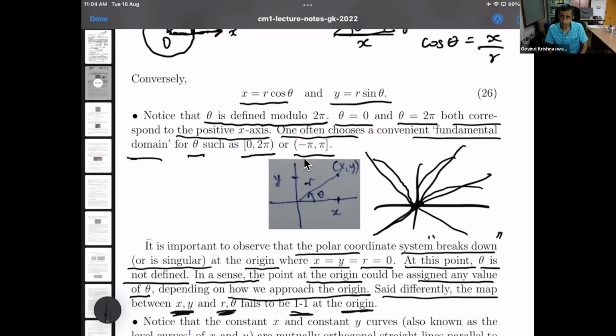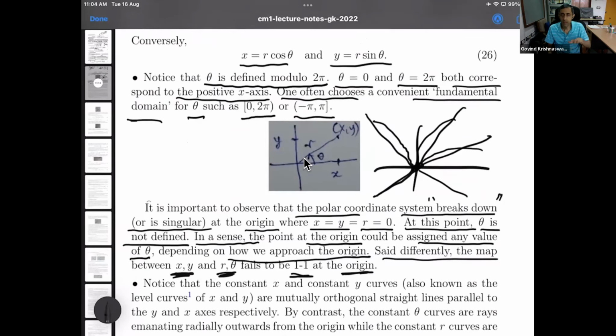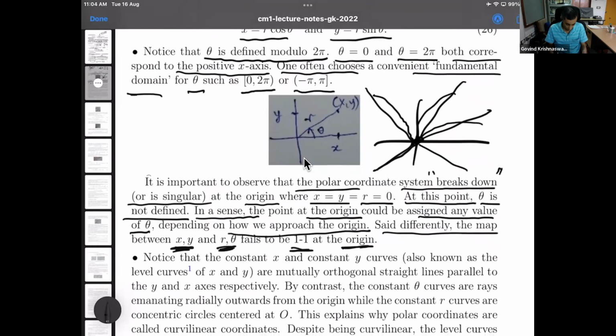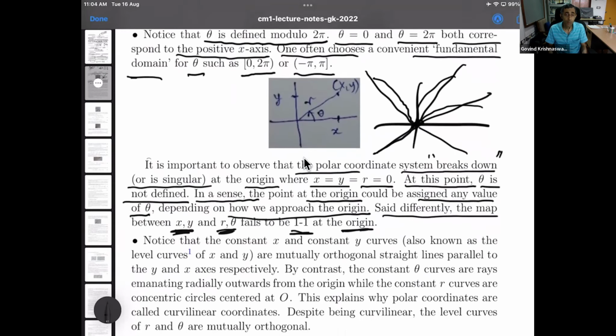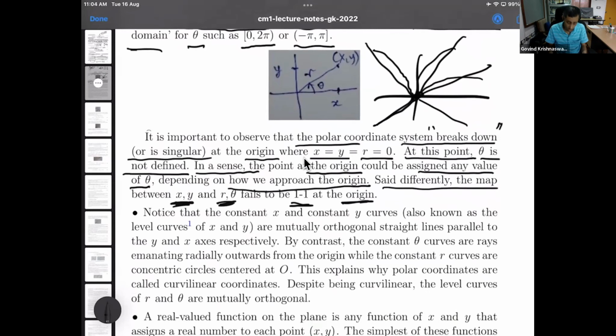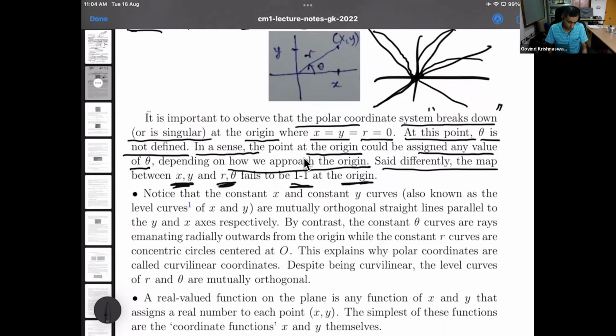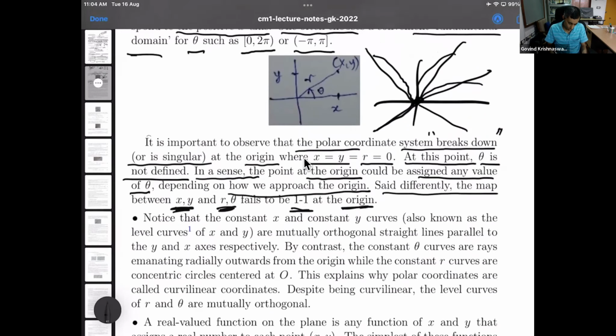So there are many thetas that correspond to the same x equal to 0, y equal to 0 point. So there is this technical issue which one has to deal with when one gets to it. Okay, so that was just a technical aside. We will come back to it when necessary. Now let us do other more important things.